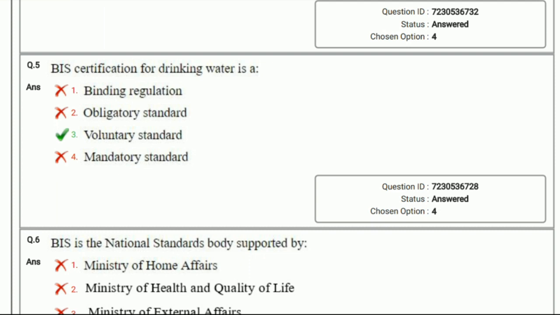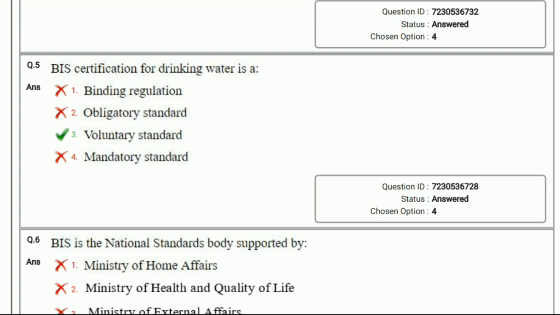Next question is, BIS certification for drinking water is a. In this the answer is given as voluntary standards, but in my just previous video, where I discussed the major highlights in food science and technology in the year 2021, I discussed that FSSAI has now made it mandatory for every manufacturer and processor of drinking water to have the BIS certification. So now the correct answer is mandatory, that is option 4.